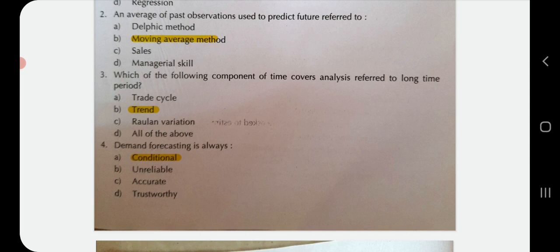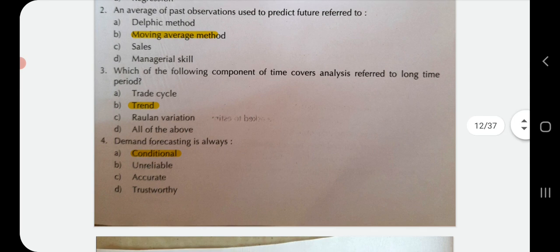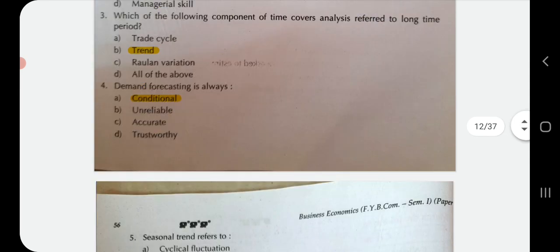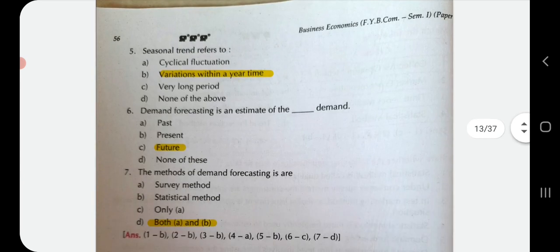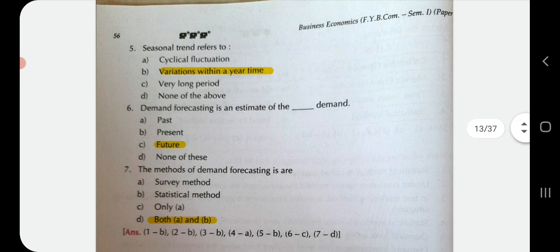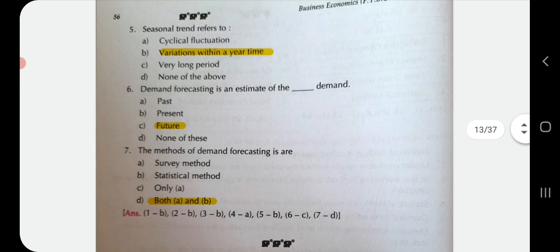Third question, which of the following components of time series analysis refers to a long time period? And the answer is trend. Fourth question, demand forecasting is always dash dash. Demand forecasting is always conditional. Then fifth question, seasonal trend refers to dash dash, and the answer is variation within a year. B is the correct option.